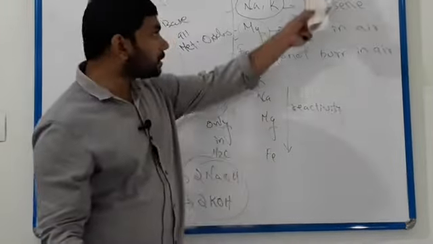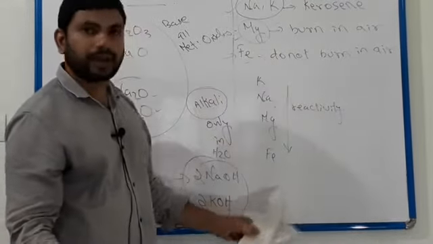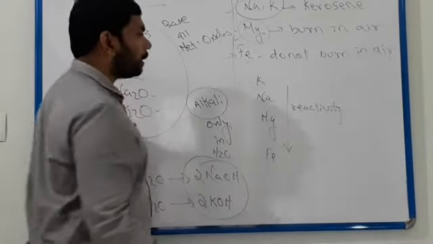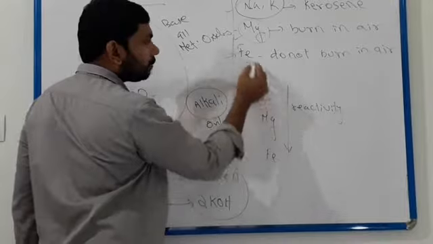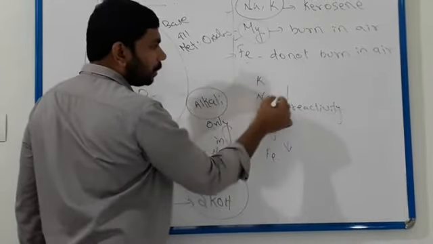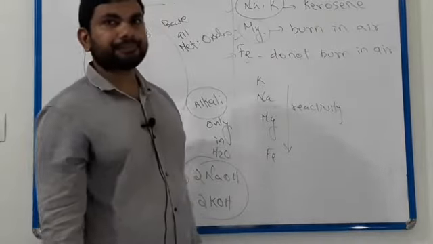So according to this information, you can arrange these metals according to their reactivity. Look here: potassium and sodium are highly reactive, then magnesium, then iron. So this is the order of reactivity according to this information. Clear?